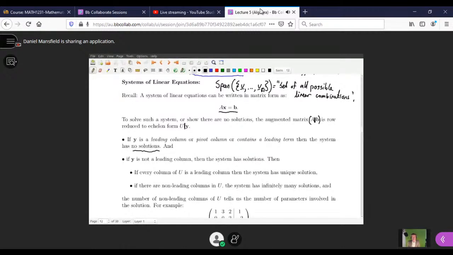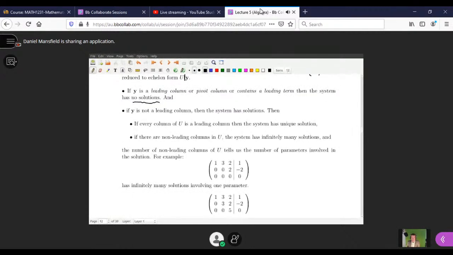If y is not a leading column, then there are solutions. And it really depends on where the other leading terms lie as to how many solutions you have. If every column is leading, so all these columns of u are leading, but the y column is not, then the system has exactly one solution. And if there are non-leading columns, then the system has infinitely many solutions. That's what you learned, and I'll do a few examples below.